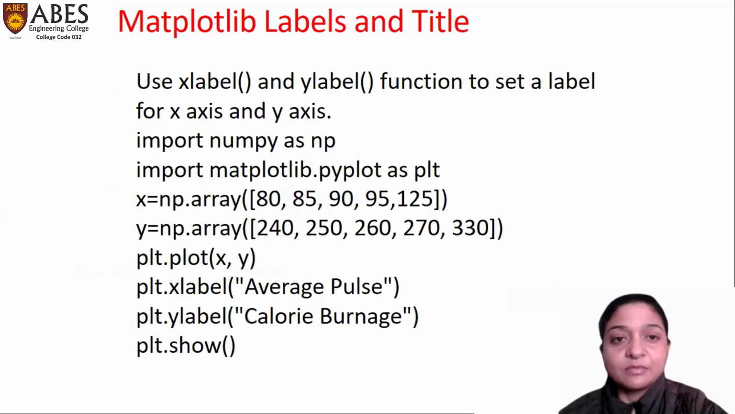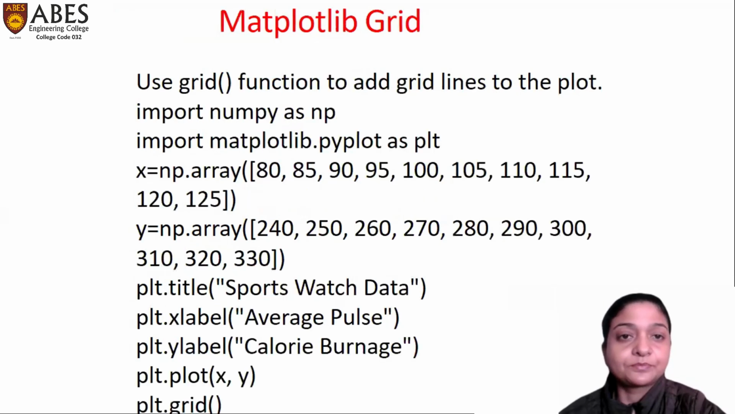Next is Matplotlib labels and title: xlabel and ylabel. This means for the x-axis and y-axis, we will be giving each a name. So in this code, see plt.xlabel is average pulse, plt.ylabel is calorie burnage. So that means the x-axis is average pulse and the y-axis is calorie burnage. The functions we will be using are xlabel and ylabel.